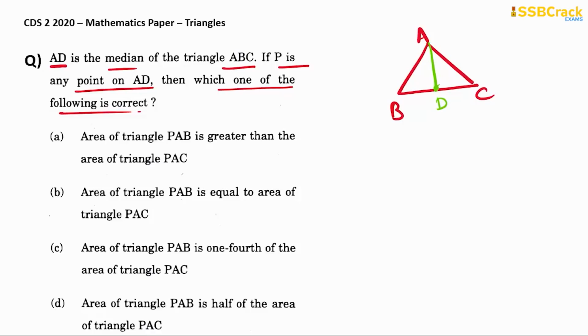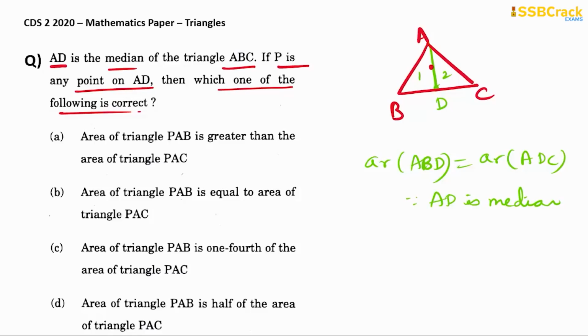You know that triangle 1 and triangle 2 are equal in area when you have a median in a triangle. So we know that the area of triangle ABD is the same as the area of triangle ADC, and this is a fact because AD is the median. What else we know in this question is that there is a point P on this median AD. Here you have to understand that when you have any point on the median, you get a shorter median PD.